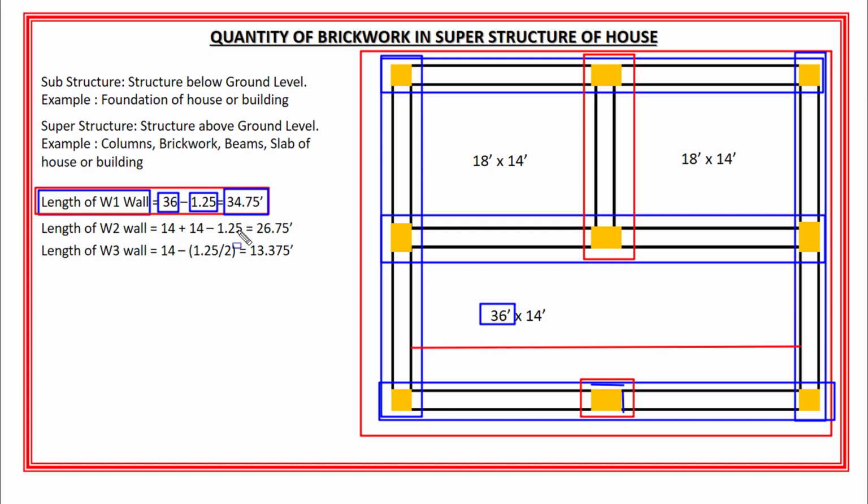Okay? Next is the length of W2 wall. Now in W2 wall, you can see that I have another column of different size. And as I explained in the third part of the complete house estimation course, the size of this column is 12 inch by 15 inch, which means that 12 inch is the width of the column and 15 inch is the length of the column.